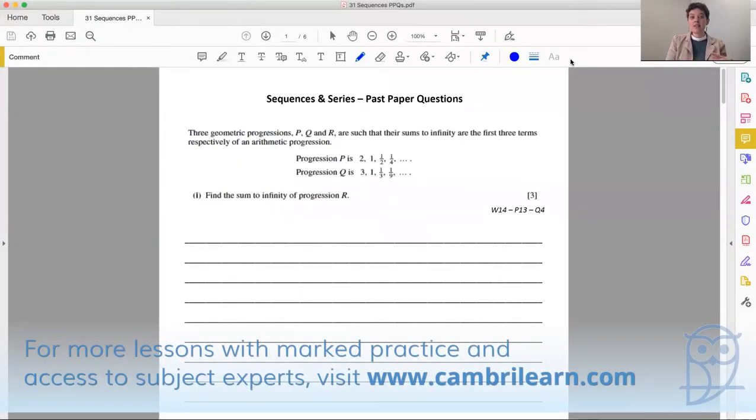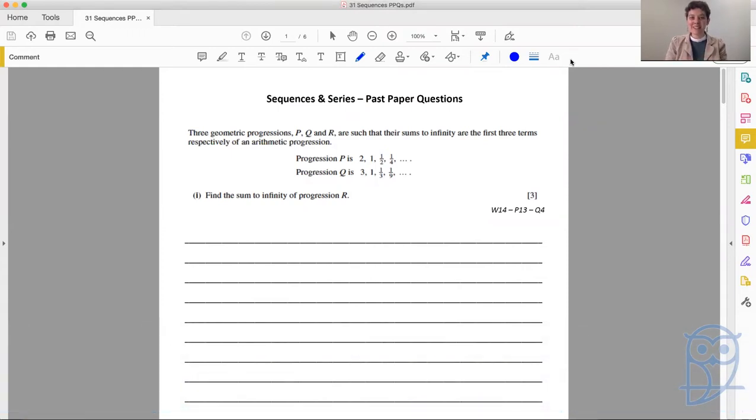This lesson is focusing on past paper questions for sequences and series, so APs, GPs, and binomials. But these are the questions that are a little bit different. So not your standard, let's just learn the things and apply the formulas kind of questions. Questions where we need to think a little bit more and have a little bit more fun.